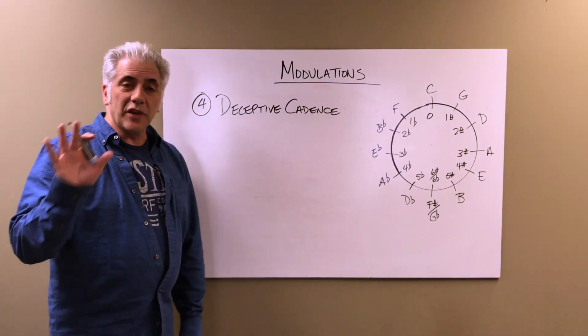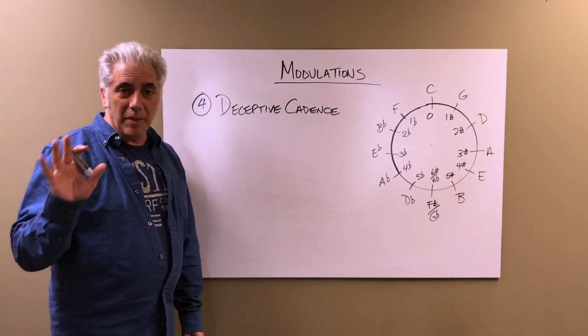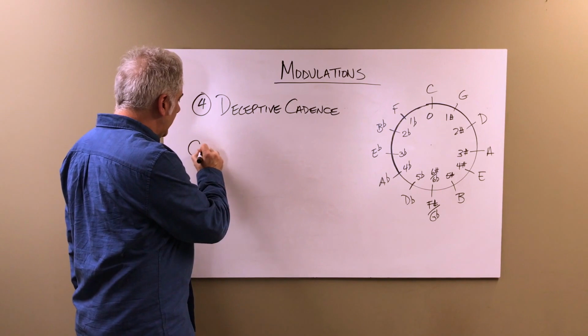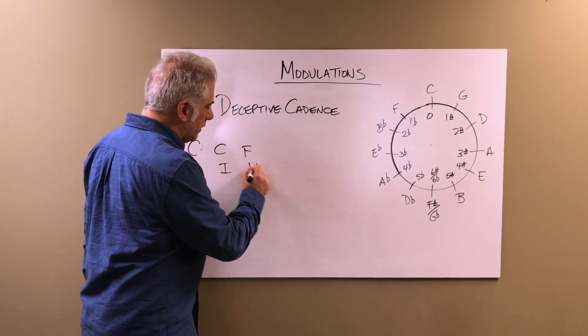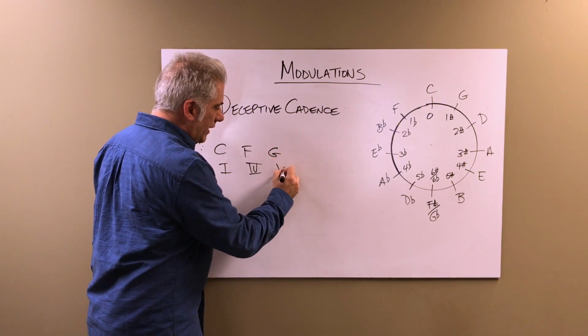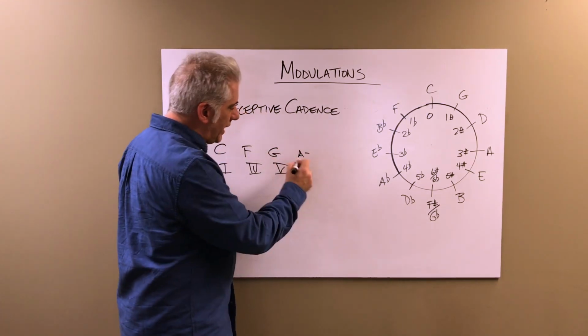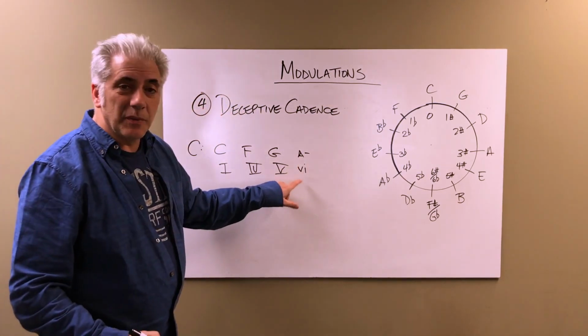Okay, number 4, deceptive cadence. Deceptive cadence is simply when the dominant chord in a major key, for example, goes to the 6th chord. So let's say you're in the key of C. You get C major, 1 chord, F major is 4, G major is 5, and then A minor is a 6th chord. Well, it's not really a deceptive cadence unless it actually goes into that key. Okay, so this has to be the transition chord.